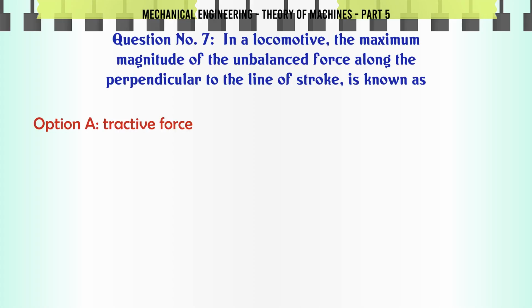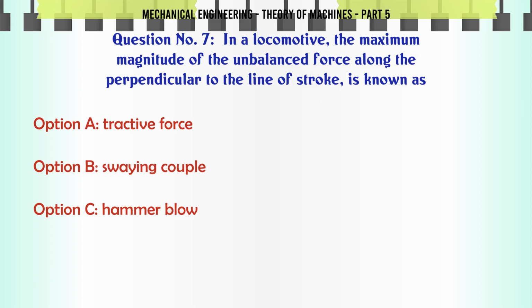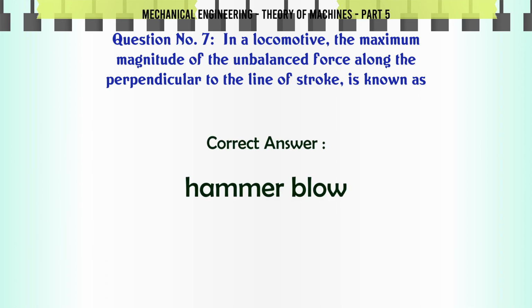In a locomotive, the maximum magnitude of the unbalanced force along the perpendicular to the line of stroke is known as A. Tractive force. B. Swaying couple. C. Hammer blow. D. None of these. The correct answer is hammer blow.